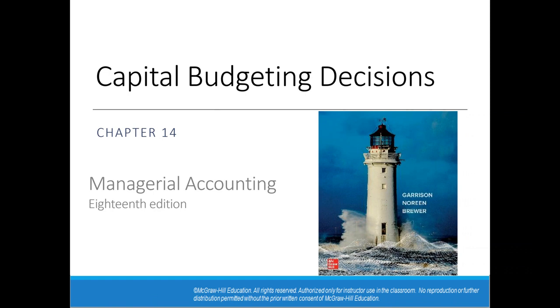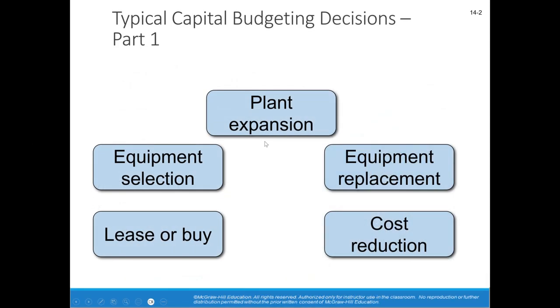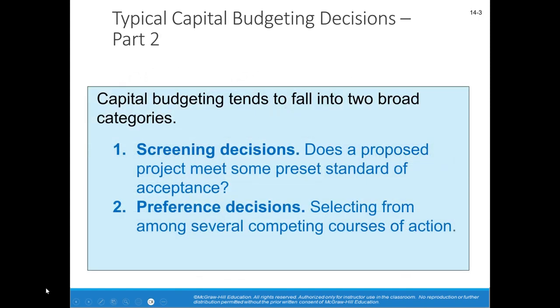And of course, a capital budgeting decision would deal with assets that are older or have a life greater than a year. And it would be replacing things, buying other companies, buying a division, creating a new division, etc. Plant expansion, equipment selection, lease or buy, equipment replacement, cost reduction. So these are capital budget decisions.